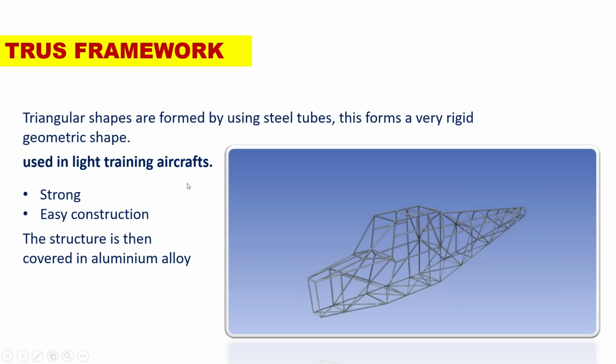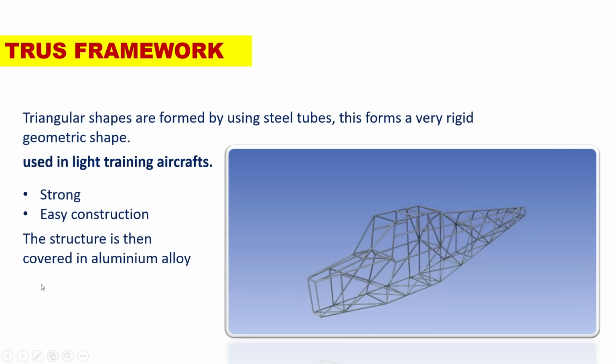Right. So this type of construction is usually used, or is only used, in light training aircraft. That's why it looks like a Cessna. So this type of construction is used in training aircraft. Why? Because they are strong. You want the training aircraft to be strong, because student pilots mess up the landings the majority of the time, right? So they have to be strong. And the next thing is, it is easily constructed, so the construction cost will go down, the expenses will be less. This is what your truss framework type construction is.